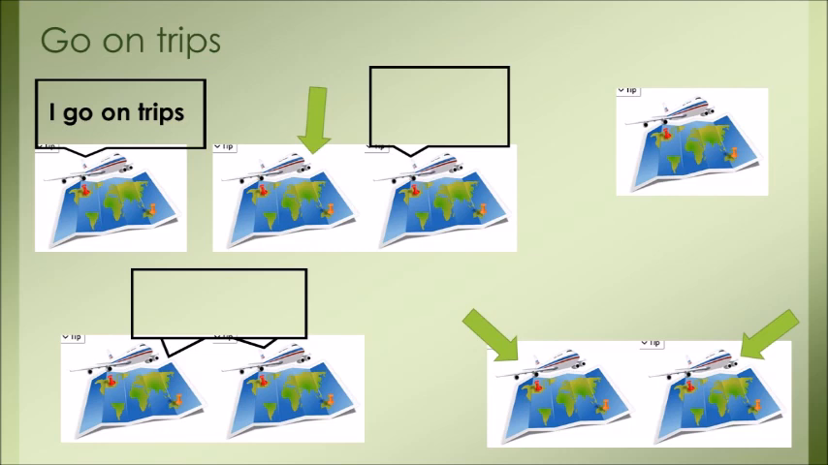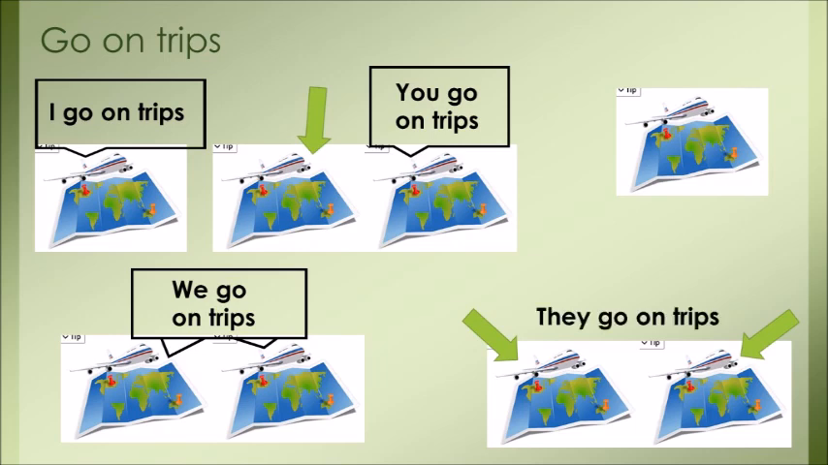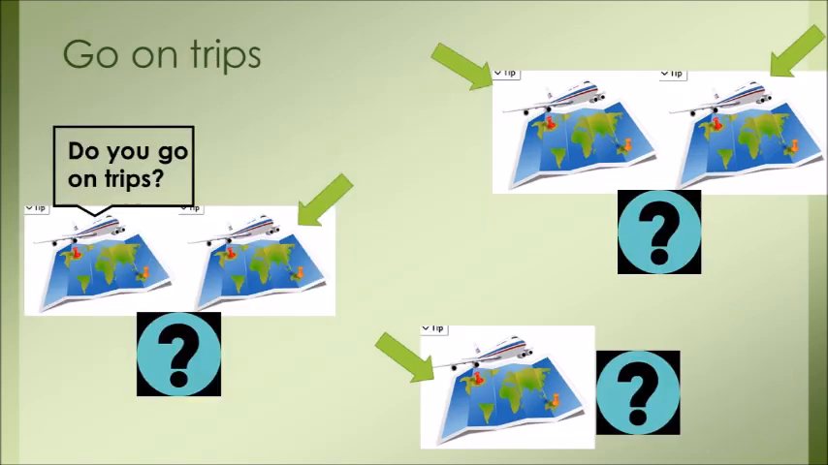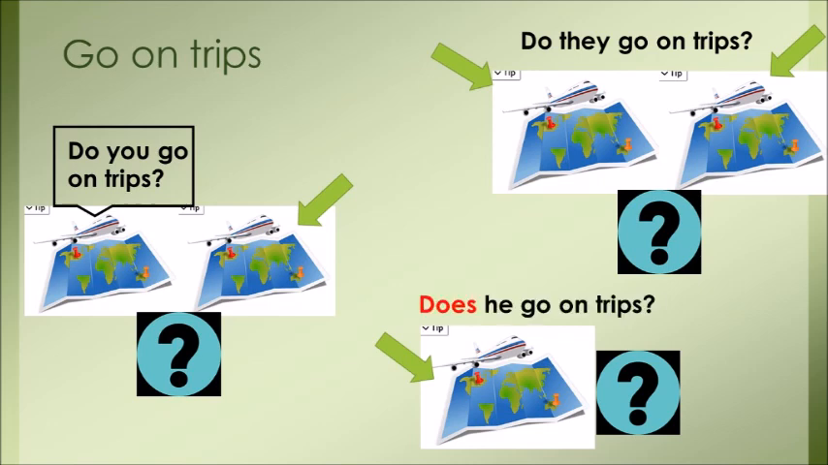Go on trips. I go on trips. You go on trips. We go on trips. They go on trips. He goes on trips. Do you go on trips? Do they go on trips? Does he go on trips?